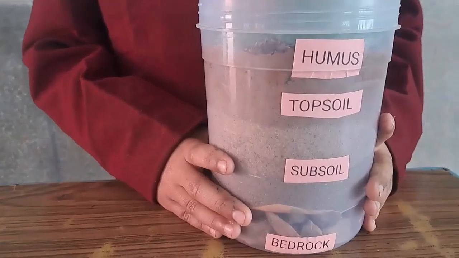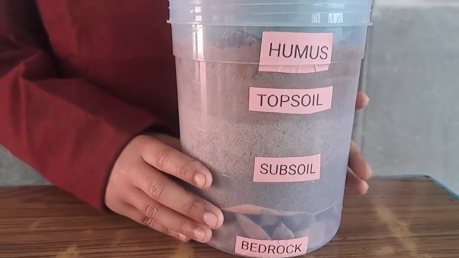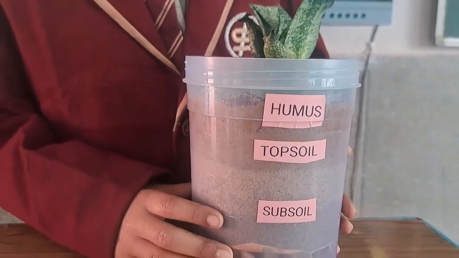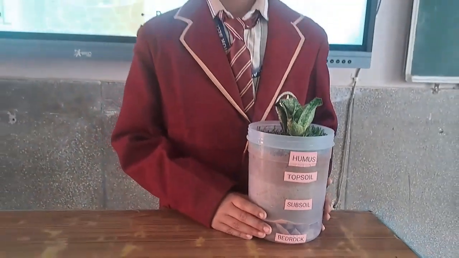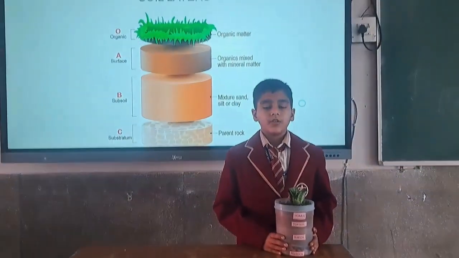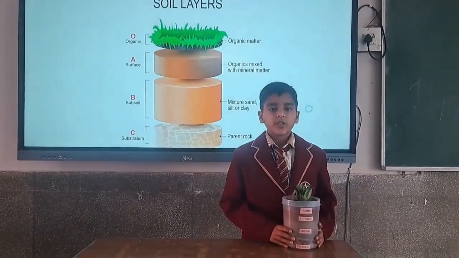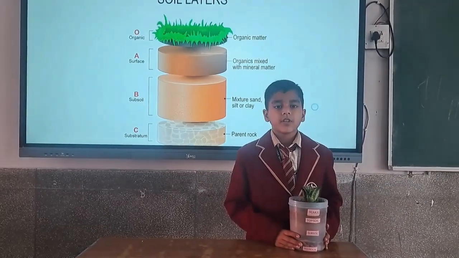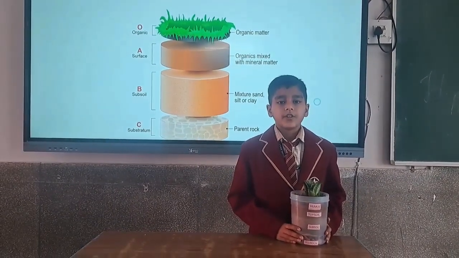Second, subsoil. It is the middle layer of the soil. It consists of minerals like iron and aluminium. Third, bedrock. It is the lowermost layer of the soil. It consists of large pieces of rocks and it is yellow or orange in color.